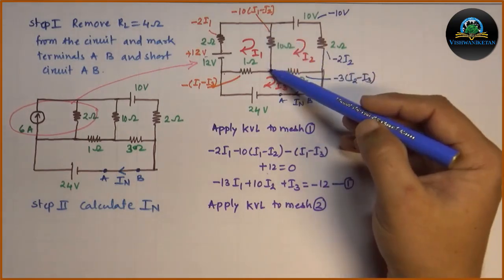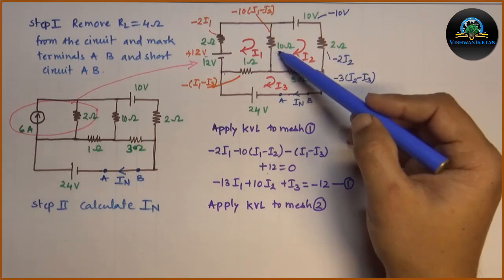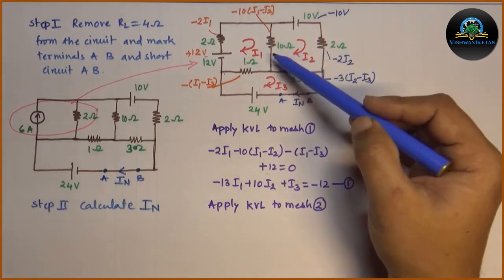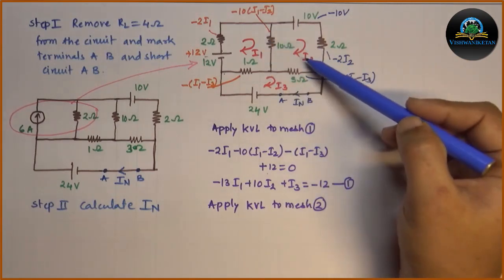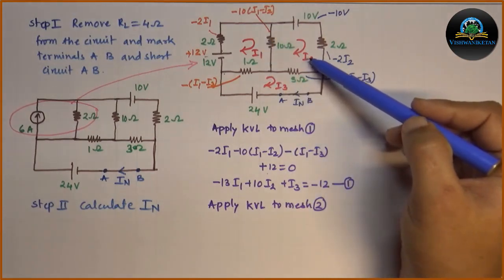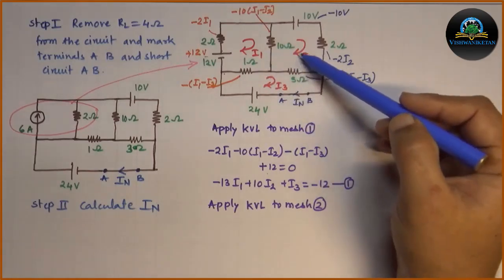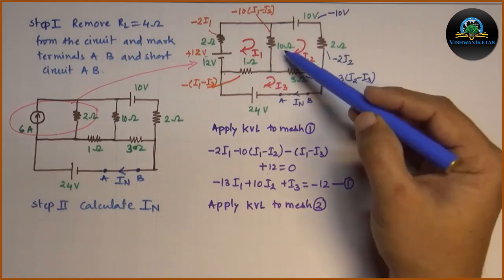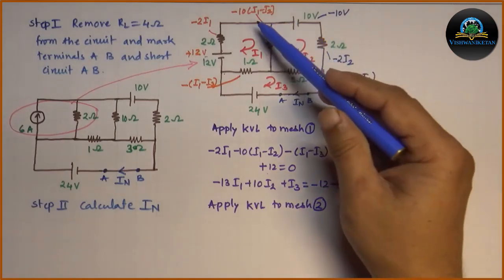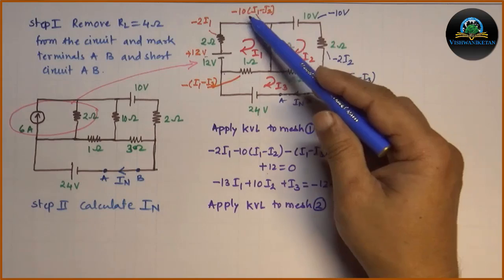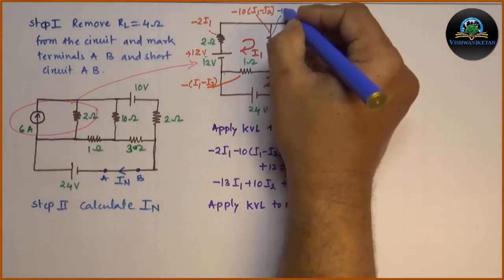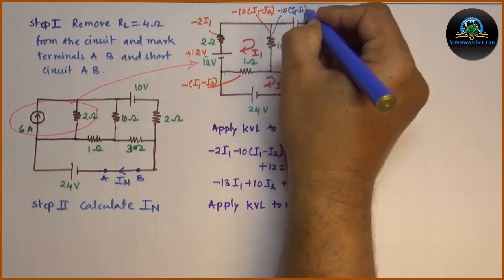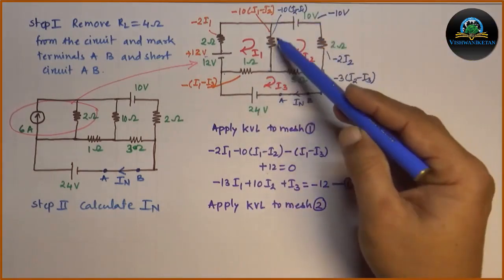Then we will come across the 10 ohm resistor. Here again, the 10 ohm resistance current will be the difference of I1 and I2. Previously we were in loop 1, now we are in loop 2 or mesh 2. So I2 will be taken as higher than I1 in this case as we are following mesh 2. So for the 10 ohm resistance, the voltage drop will be minus 10 (I2 minus I1). So we have completed mesh 2.